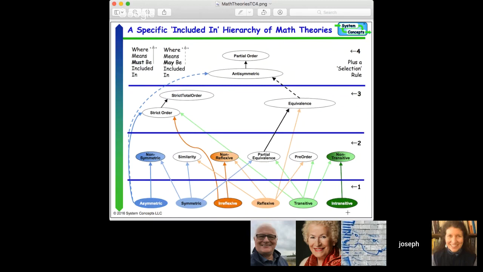So at the first level, level 1, you just have one logical property, just whatever it is, right? And those are the names. And then if you combine these two logical properties, let's say to combine reflexive and transitive, then that gets a new name. It's called a preorder, right?